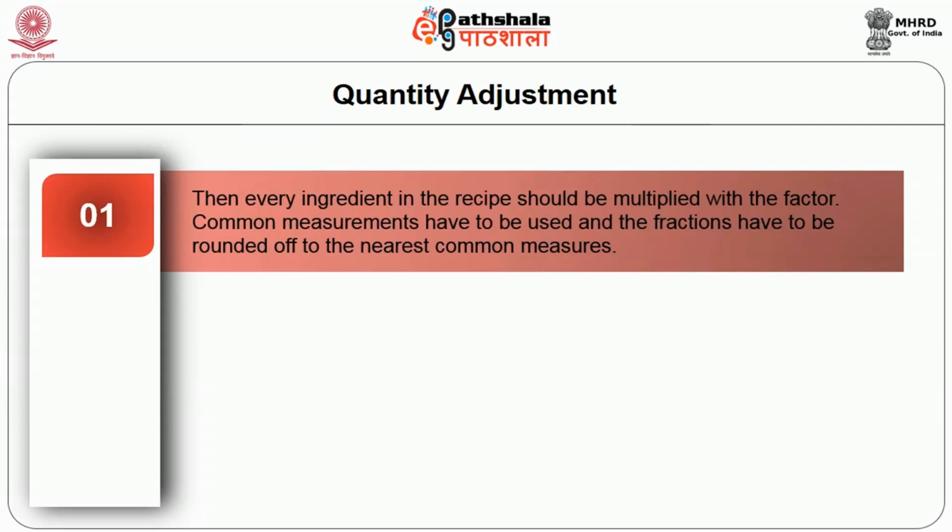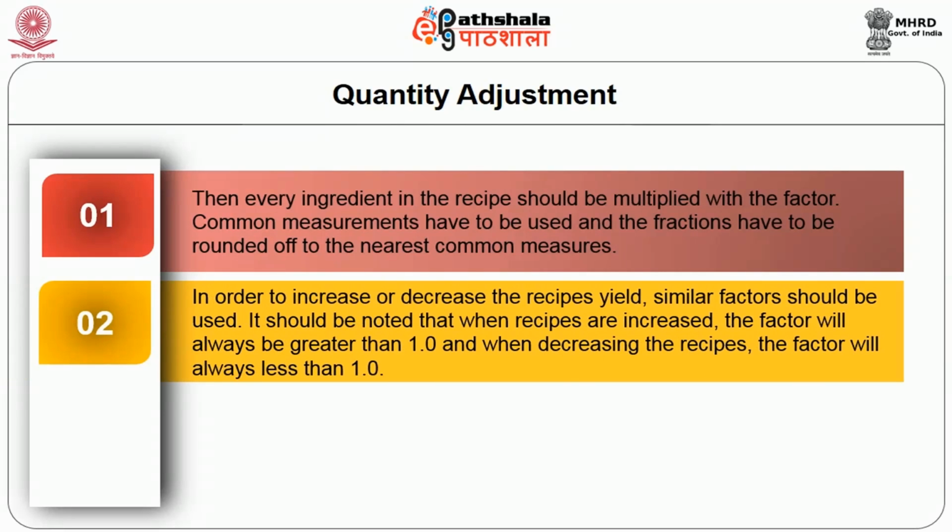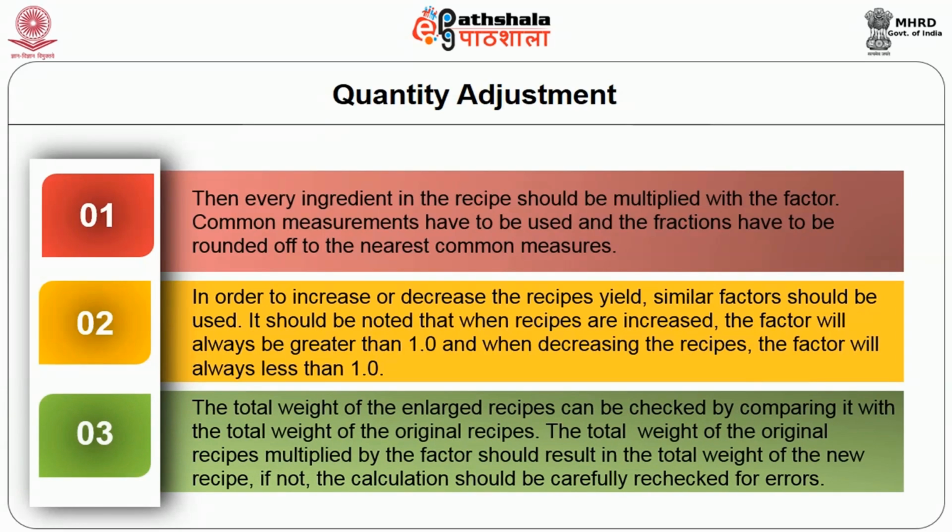Then every ingredient in the recipe should be multiplied with the factor. Common measurements have to be used and the fractions have to be rounded off to the nearest common measures. In order to increase or decrease the recipe yield, similar factors should be used. It should be noted that when recipes are increased, the factor will always be greater than 1, and when decreasing the recipes, the factor will always be less than 1.